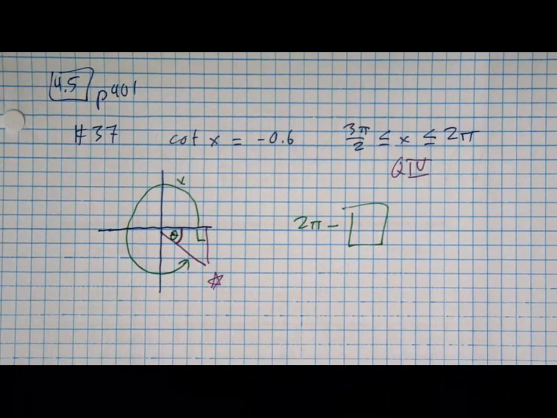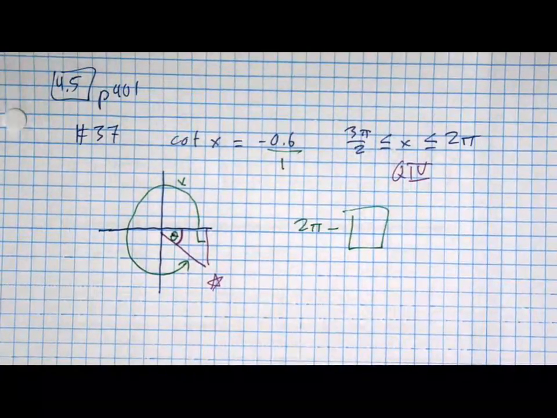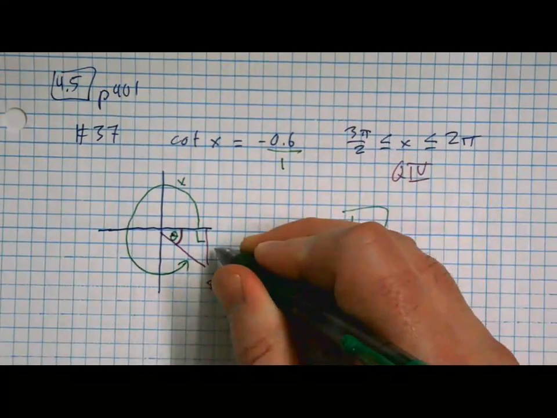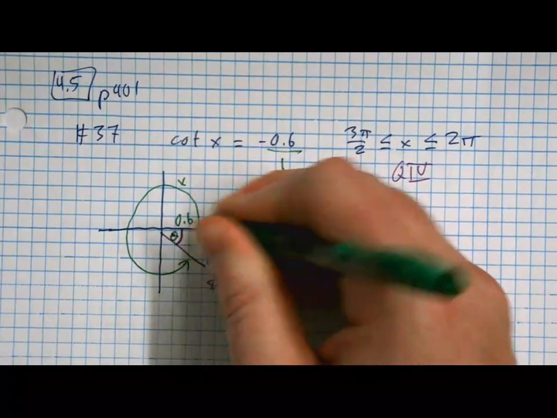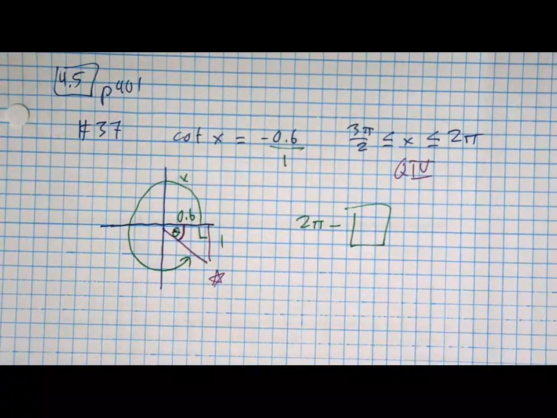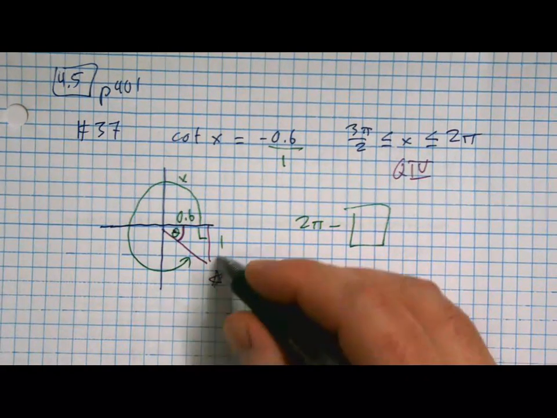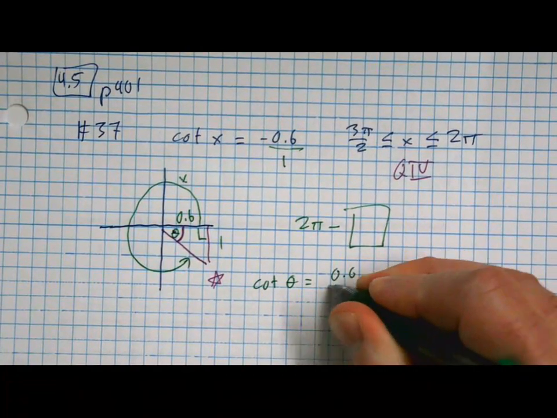And I'm going to put my ratio onto my triangle. Cotangent is 0.6 over 1. Actually, why don't we just solve the equation? Nah, I'm going to put it on here. 0.6 over 1. Cotangent is adjacent over opposite, right? 0.6 and 1. And I'm going to use this to write an equation. Cotangent theta equals 0.6 over 1.